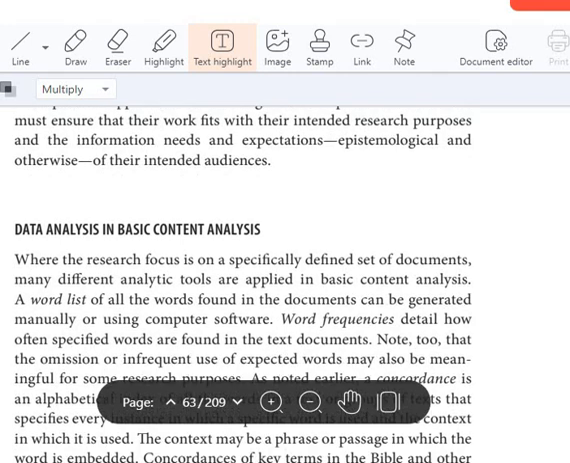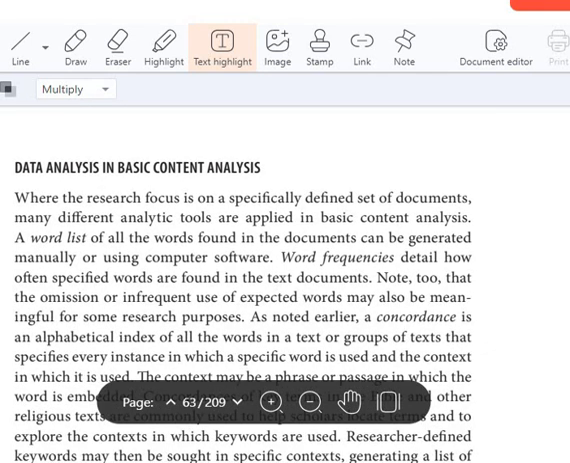Regarding data analysis, there's a repetition here on word lists and word counting. Here we focus on a defined set of documents. We have many different tools that are applied in basic content analysis. A word list of all the words found in the documents can be generated manually, or you can use computers. Word frequencies detail how often specified words are found in the text documents.